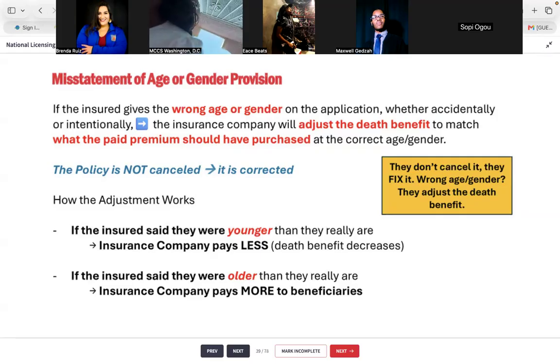So little mistakes like that, little issues like that, they're not going to get the client in trouble. They're not going to fire you. It's just a matter of correcting it. So intentional lies will get you in trouble. Mistakes will not.